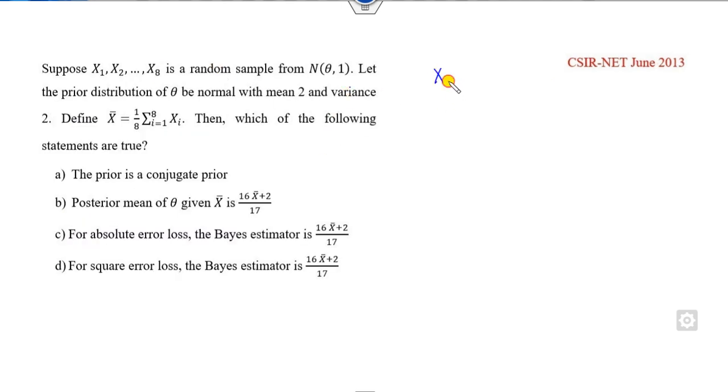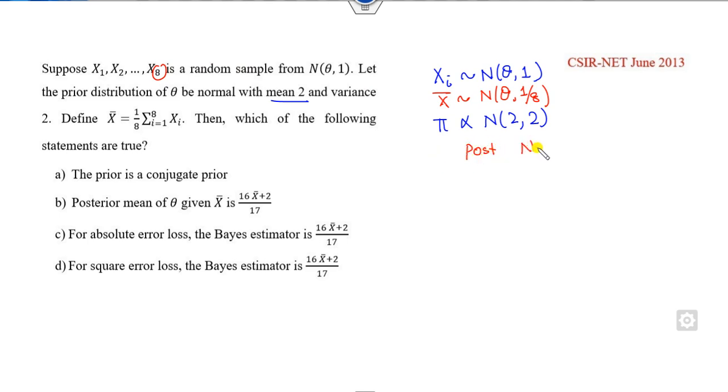Okay, look at this another one. Xi follows the normal distribution with theta comma 1. The prior distribution also follows the normal distribution with mean 2 and variance 2. So you can find the sample mean. This is theta and 1 over n. n is 8. So the posterior is also the normal distribution. Once the posterior is normal and the prior is normal, it means the prior is a conjugate prior. Fine. So can you find the mean?